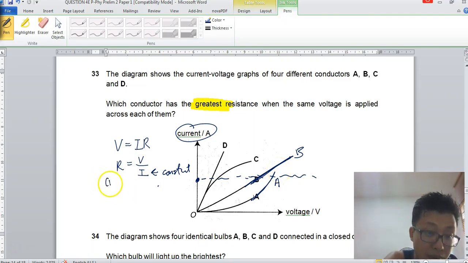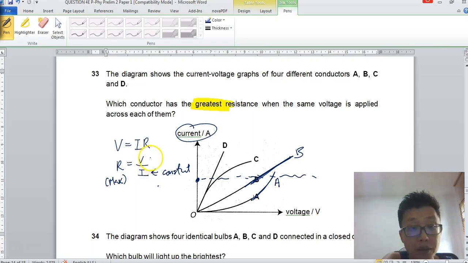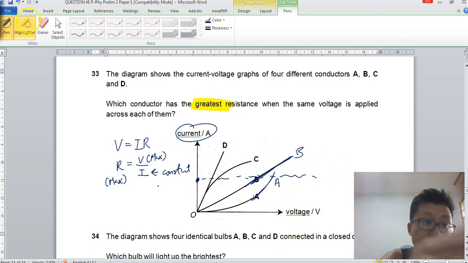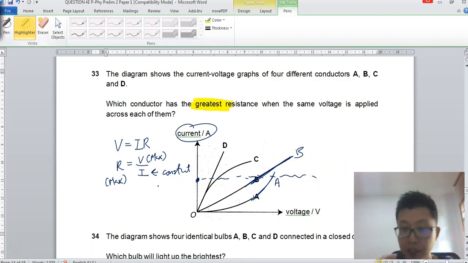Okay. And if I want my R to be maximum, V in my numerator position also has to be maximum. So, which line cuts at maximum V? Is it D, C, B, or A? Well, obviously, this point will give me the maximum V. And so, A is my maximum resistance. So, same thing as my previous argument.